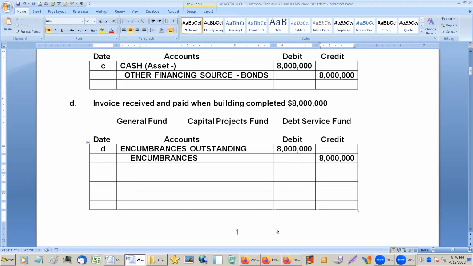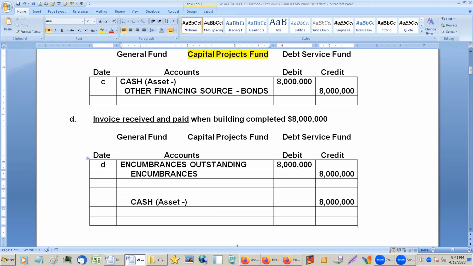Then you paid cash for it, probably. Yep. So what journal entries are we going to use? Let me put the cash on. So cash, we're paying out the cash now. Would it be the building? Yeah, but what do we call it?